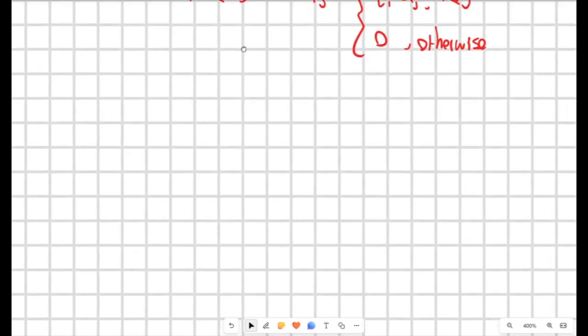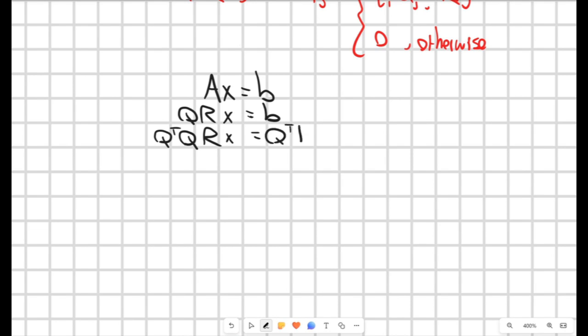So what we want to do is we have Ax equal to b, where we want to solve for x. We're going to take the QR decomposition of A. So what we have then is that QRx is equal to the vector b. We're then going to pre-multiply by the matrix Q transposed. So Q transpose Q Rx is equal to Q transposed b.